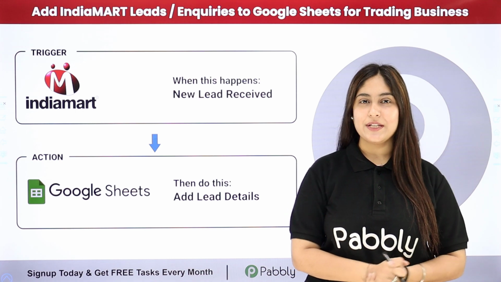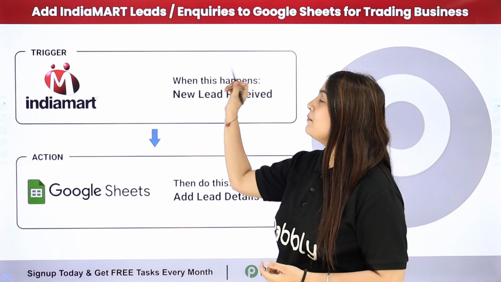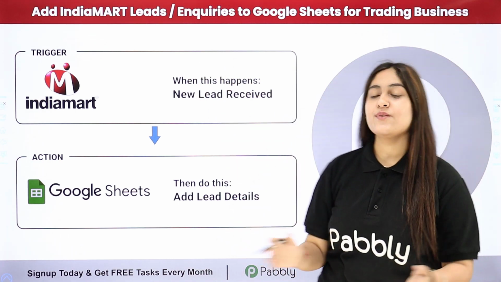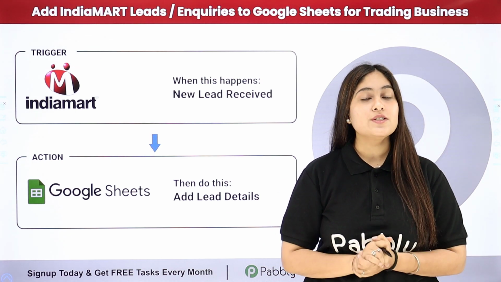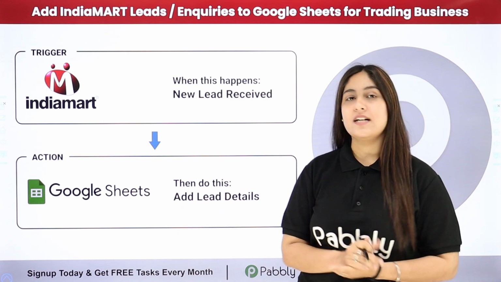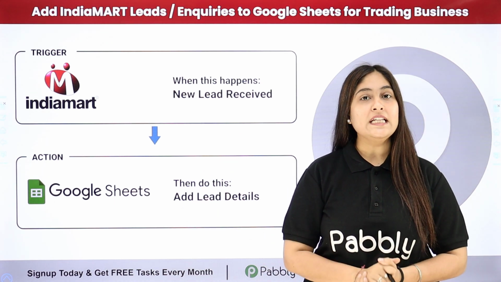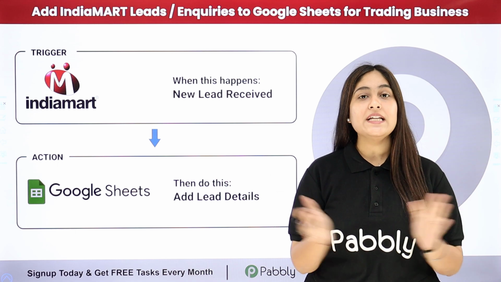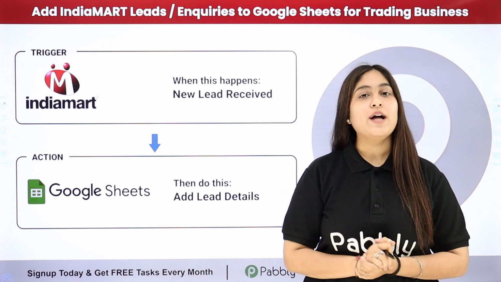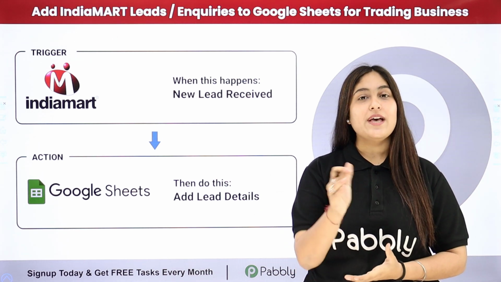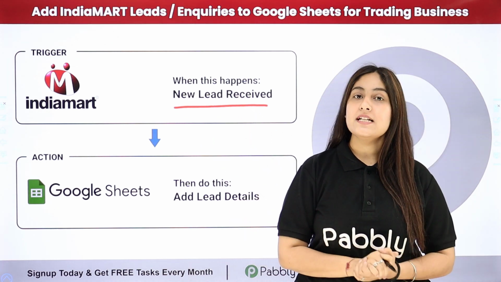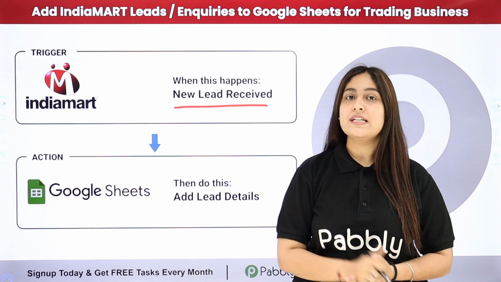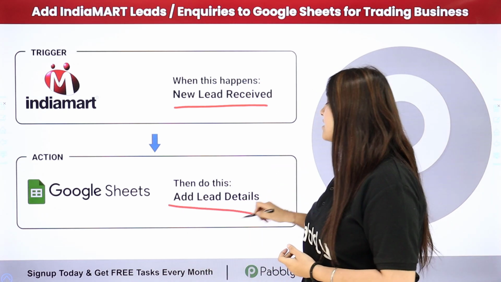In this video, we are going to understand how to add IndiaMART leads or inquiries to Google Sheets for a trading business. So I'm running a trading business and I receive a lot of leads and inquiries through my IndiaMART account. Managing all the leads or inquiries at one place is a very time consuming task. So I've planned to automate the entire process. My objective is that whenever I receive a new lead through IndiaMART, automatically and instantly the lead and the inquiry received should be added in my Google Sheets as a new row.